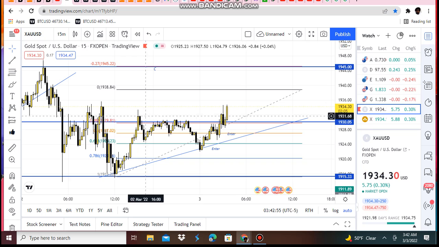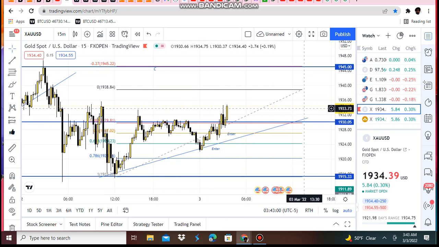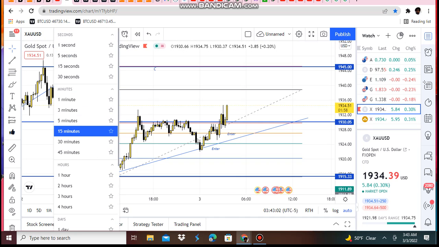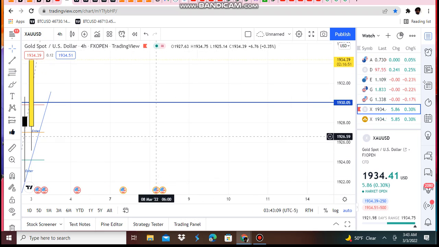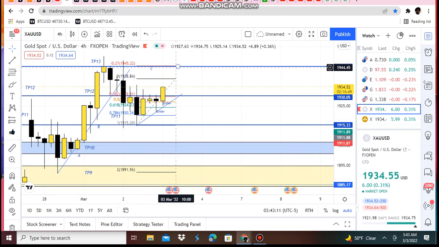So price is in an uptrend. Price is making higher highs and higher lows and higher highs. And I'll show you on the 4-hour as well. We're in an uptrend. Price going to the 27 extension.